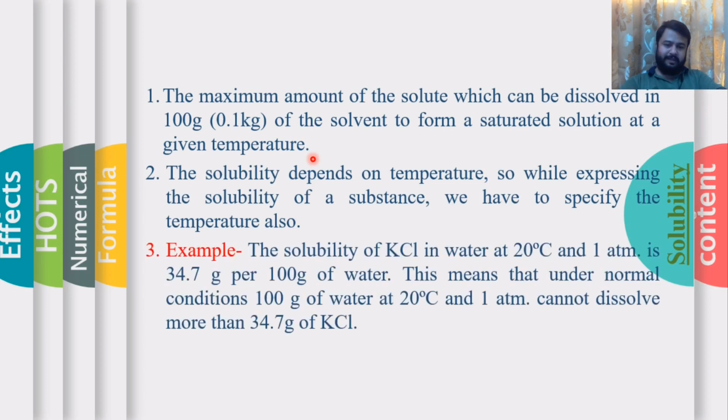So while expressing the solubility of a substance, we have to specify the temperature also. For example, we can say that the solubility of KCl, that is potassium chloride, in water at 20 degrees Celsius is 34.7 gram per 100 gram of water. This means that under normal conditions, 100 gram of water at 20 degrees Celsius and 1 atmosphere can dissolve not more than 34.7 gram of KCl. So this is the saturation point of that particular solution if we are going to dissolve KCl.